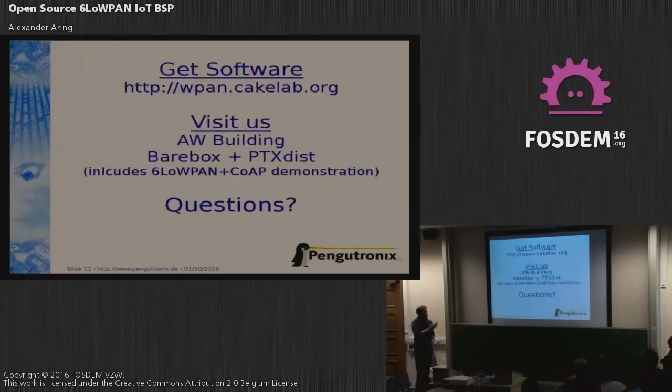So you can get the software on this website, the website of the Linux WPAN project. We also have some tables here outside where we are presenting Fairbox and PTXdist, and it includes also a 6LoWPAN and CoAP demonstration. It's directly here in this building. Are there any questions?